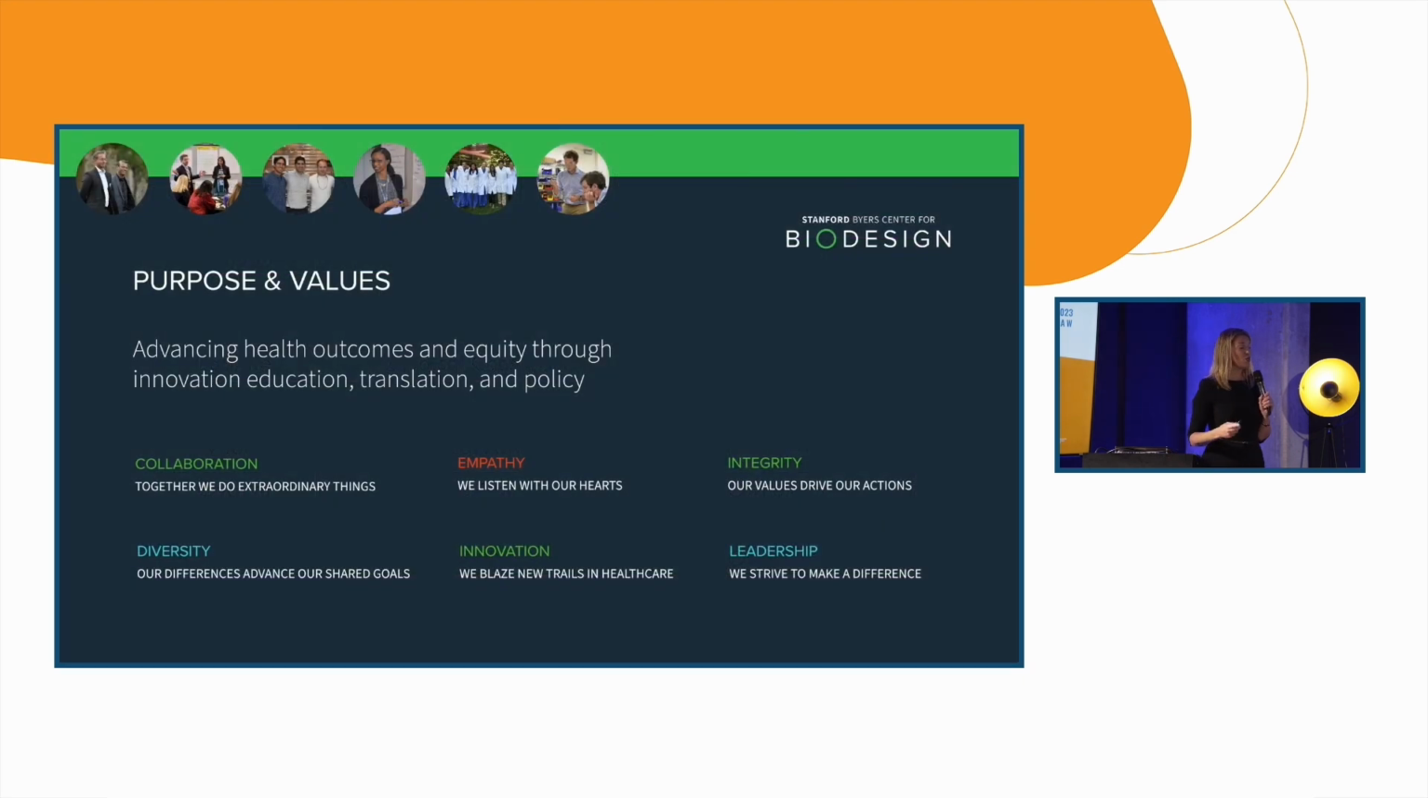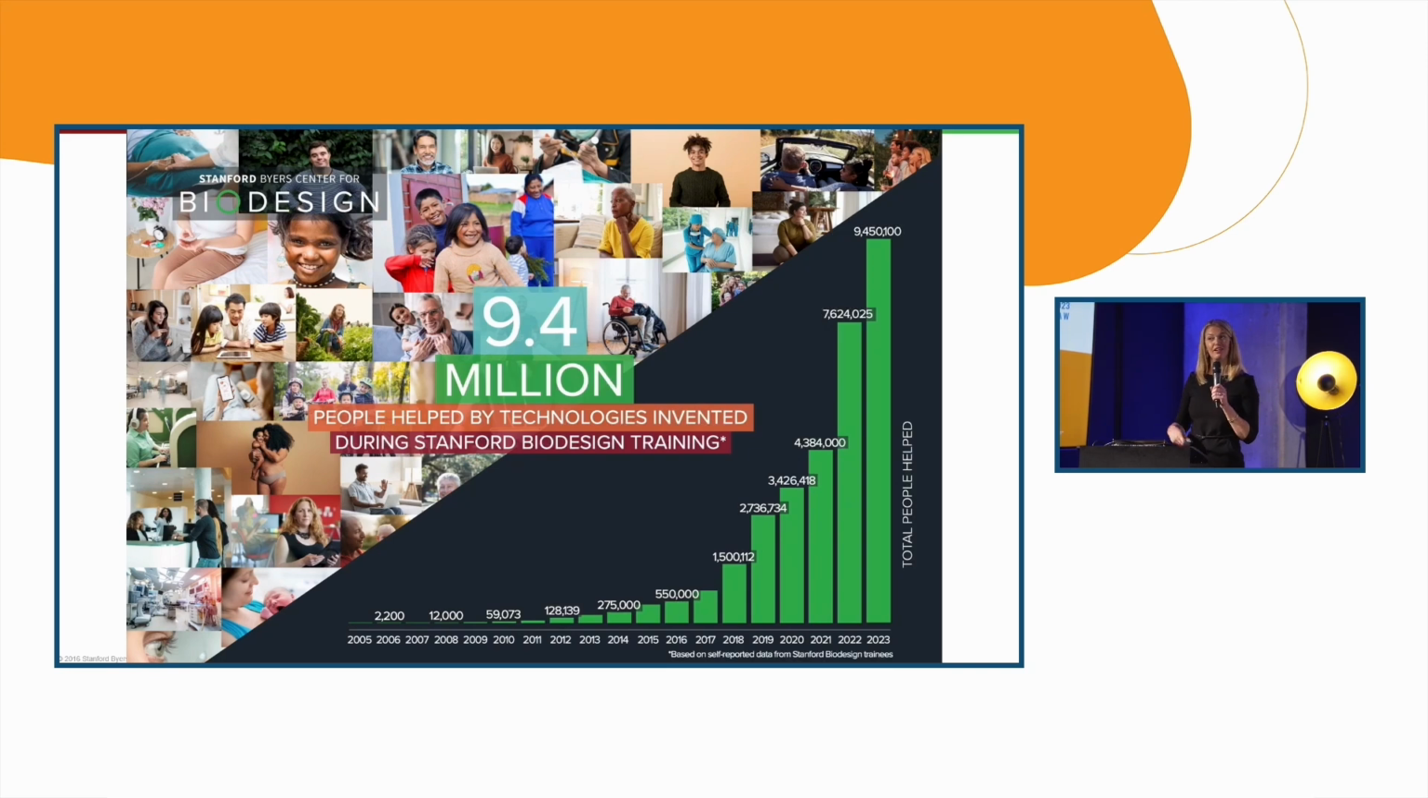And if you don't know what Stanford Biodesign is, which I know many of you do, we are a group that advances health outcomes and equity through innovation education, translation, and also changing policy, which I know we talked about a little bit before, is a really important thing to make sure that the entire ecosystem is truly there. Now, in our fellowships, in our classes, we're not necessarily trying to make people produce companies, which is a little bit strange, right? But we are trying to produce the next generation of health tech leaders who then go on to make companies. But of course, a byproduct of that are companies.